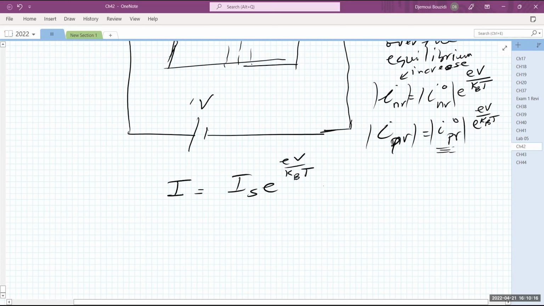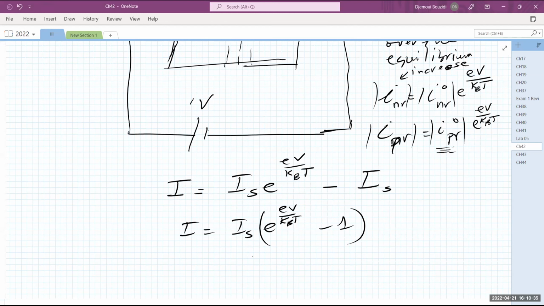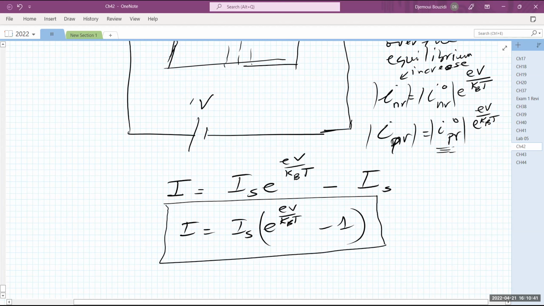And how much is that saturation value? It's exactly at equilibrium values, but that's in the opposite direction. So this is going to be IS exponential of EV over KBT minus 1. Okay, this is not honestly an exact proof for it, because the proof requires a little bit more advanced tools, including thermodynamics. But this is a good enough explanation for the law that we will be using for the conductivity in this case.